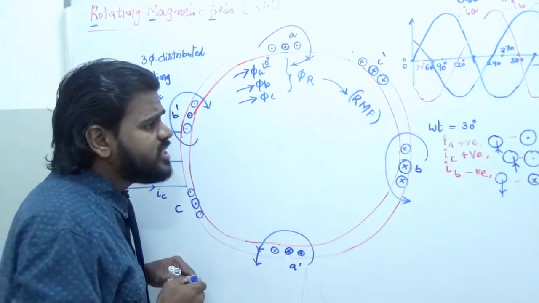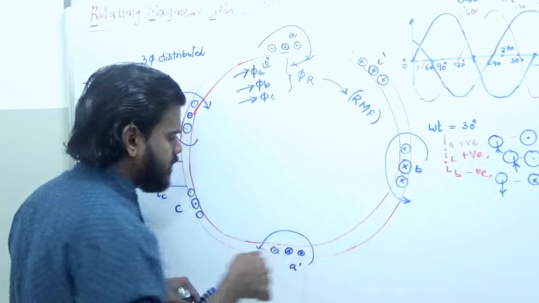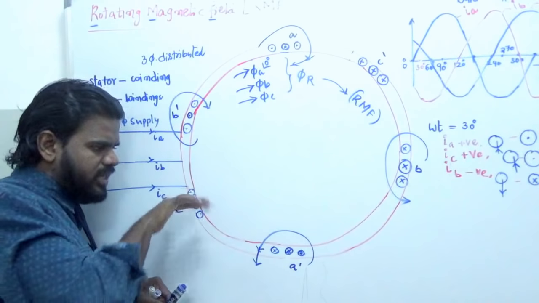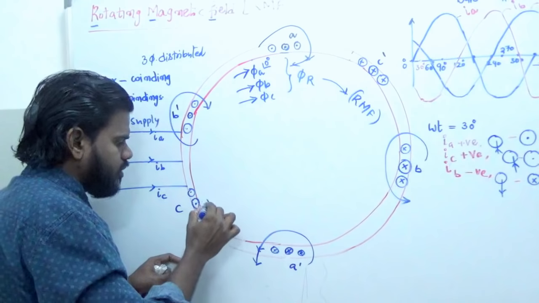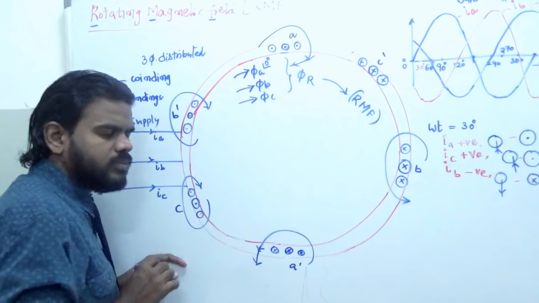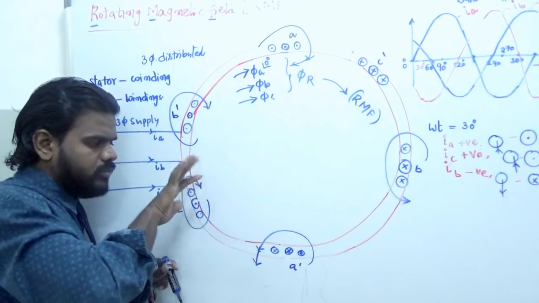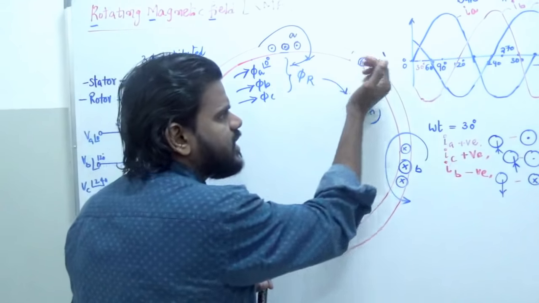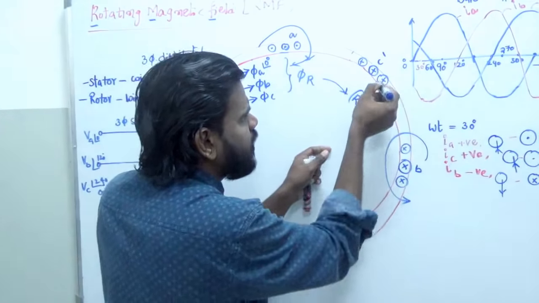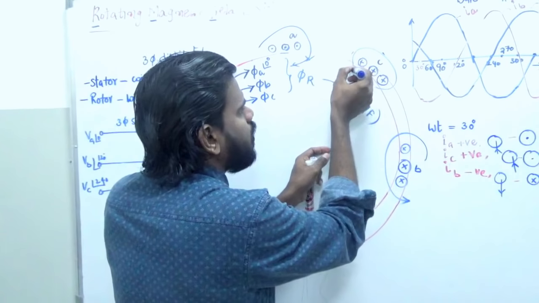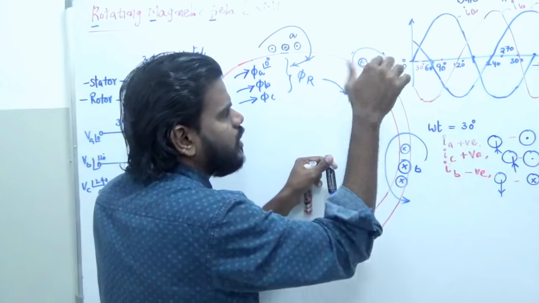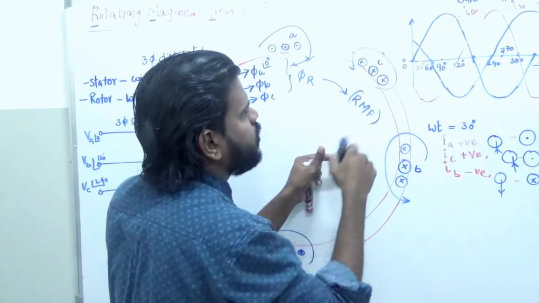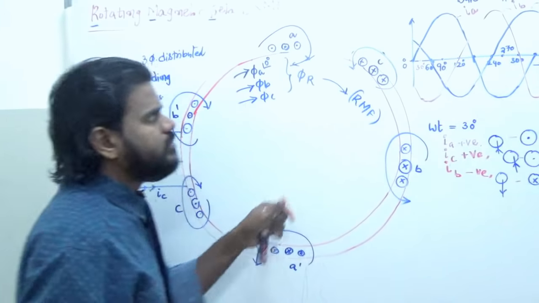Is that okay? What about C? Positive current. The current is going in here, means you will have this direction of flux. And here the current is coming out. So you'll have which direction of flux? Yes or not? Coming out. So this way. So its direction is this.